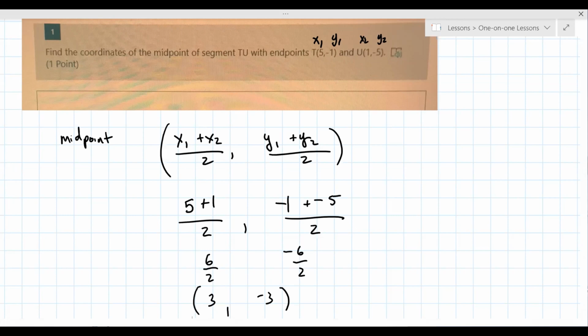Anything, and you've got the symbols there. You gotta grab the ordered pair. Type in 3 comma -3 for that one. May I move on to number 2? Yeah. Okay.